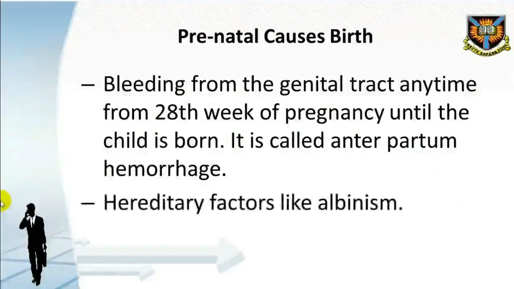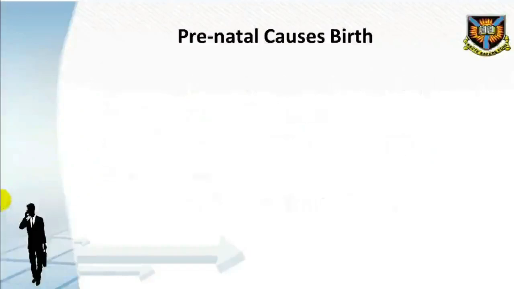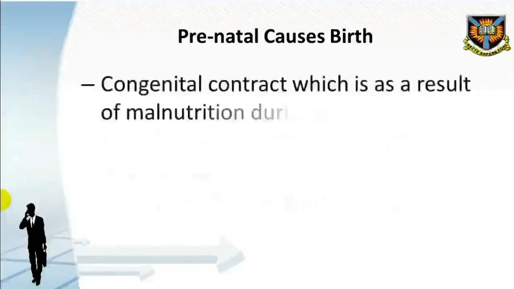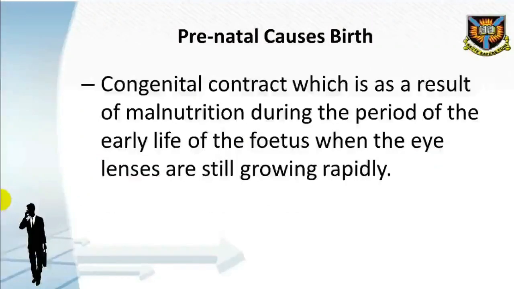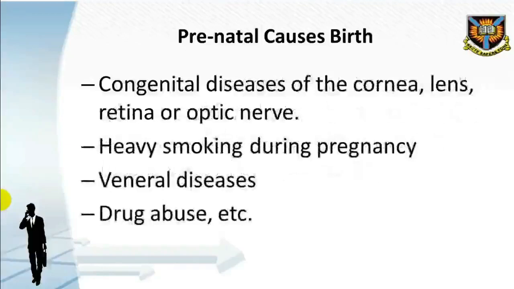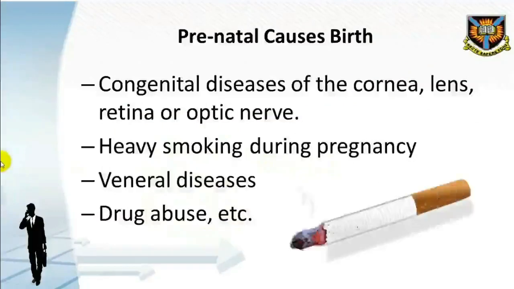Hereditary factors like albinism. Congenital cataract, which is a result of malnutrition during the period of the early life of the fetus when the eye lenses are still growing rapidly. Congenital diseases of the cornea, lens, retina, or optic nerve. Heavy smoking during pregnancy. Venereal diseases. Drug abuse.